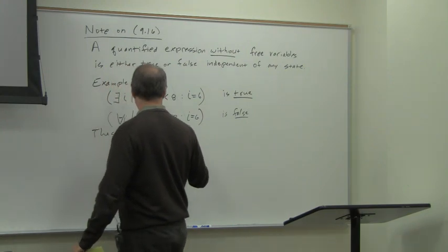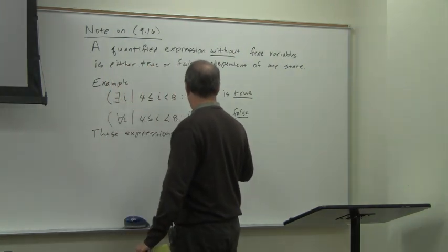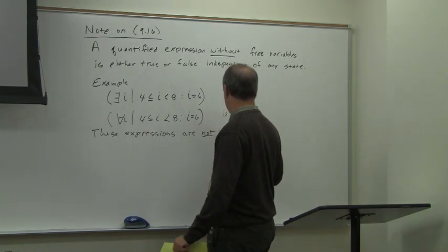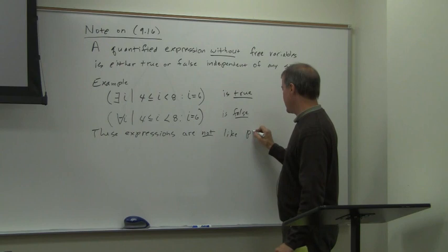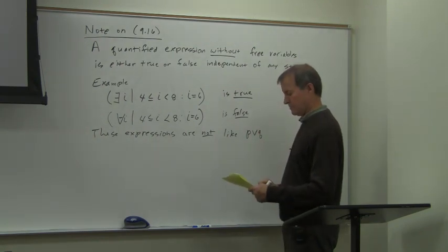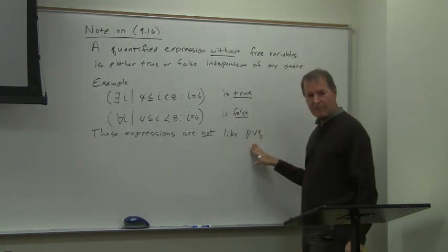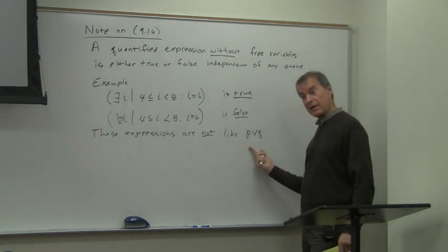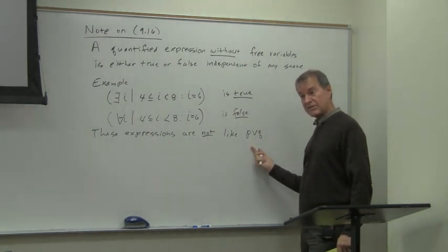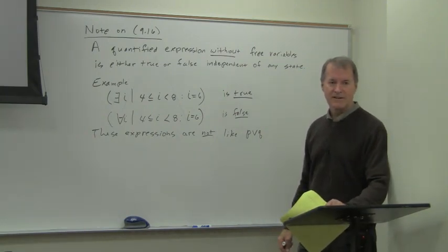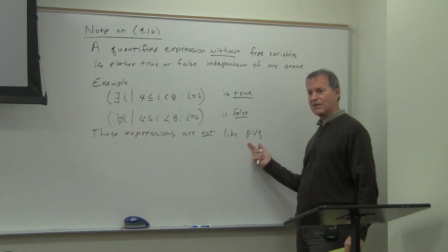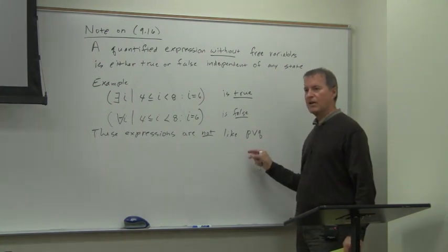These expressions are not like, say, P or Q, which may be true or false depending on the what? Depending on the state. What's the definition of state? A list of variables and their values. So what state would this be true in? Give me a state. Yeah, P is true, Q is false. Okay, give me an example of when this is false. False, false, right?